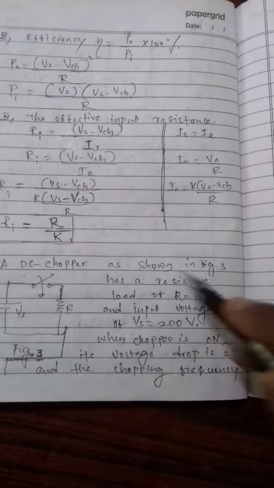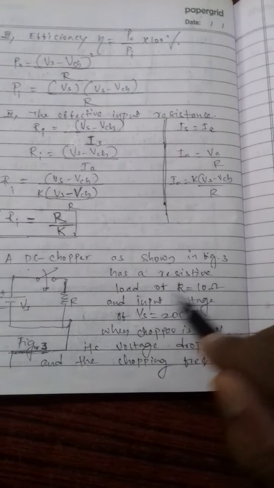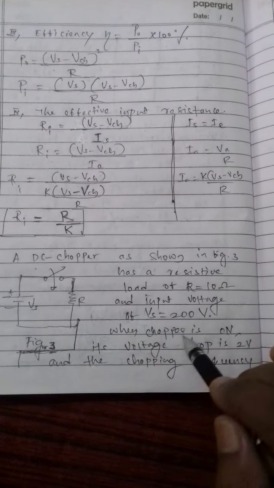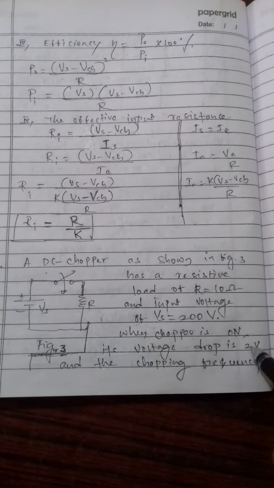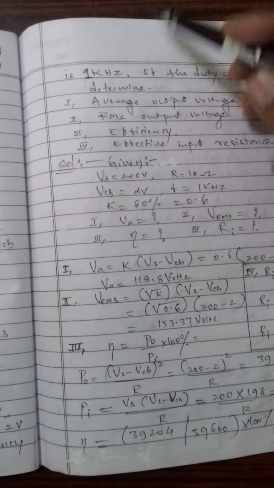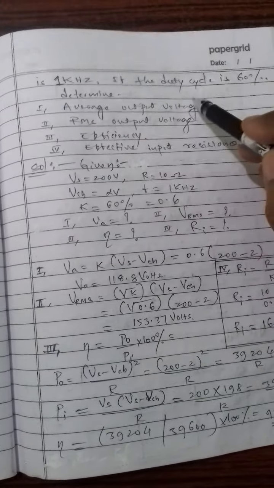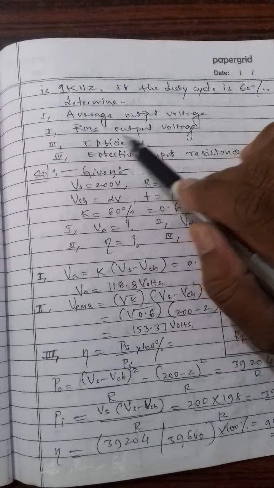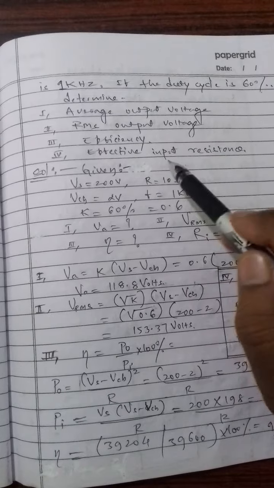A DC chopper as shown in the figure has a resistive load of R is equal to 10 ohm and input voltage of Vs is equal to 200 volts. When the chopper is on, its voltage drop is 2 volts. The chopping frequency is 1 kHz. If the duty cycle is 60%, determine average output voltage, RMS output voltage, efficiency and effective input resistance.